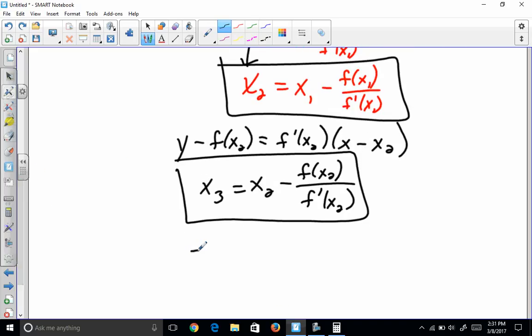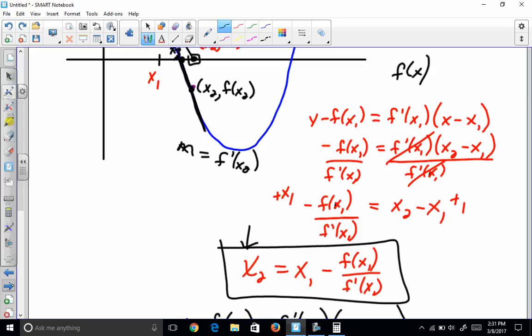So you'll often see this x sub n minus f of x sub n over f prime of x sub n gives you x sub n plus 1. If we have one value and do this, that gives us the next one. We have one value, do this, it gives us the next one. So if this was 4, it would give us the 5th one. If this was 7, it would give us the 8th one.